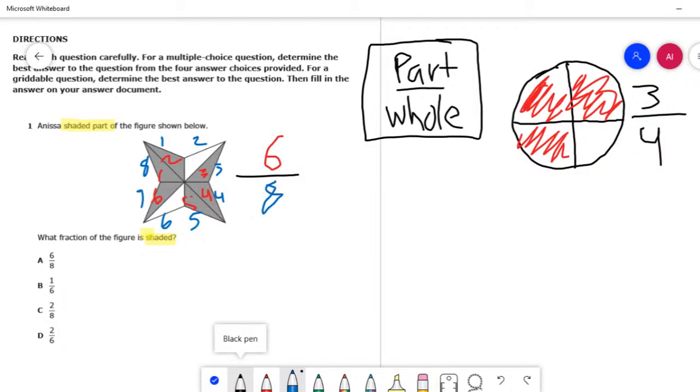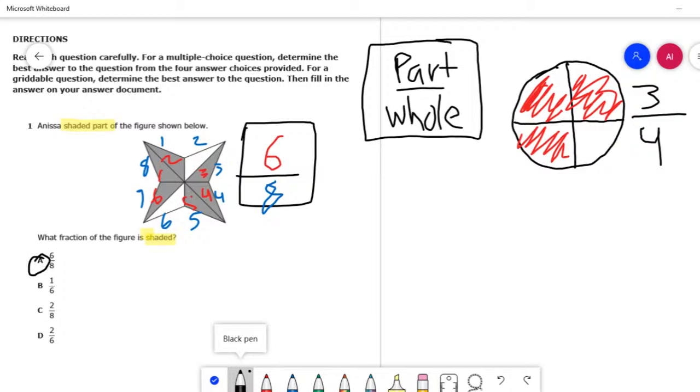So right here, this is our fraction, 6/8. We can say this as 6/8 or 6/8. Those are both ways that we can say this fraction. So now we just need to go through the answer choices and see if any of them say 6/8. Answer choice A, 6/8. It already says that. So we know that this is our answer.